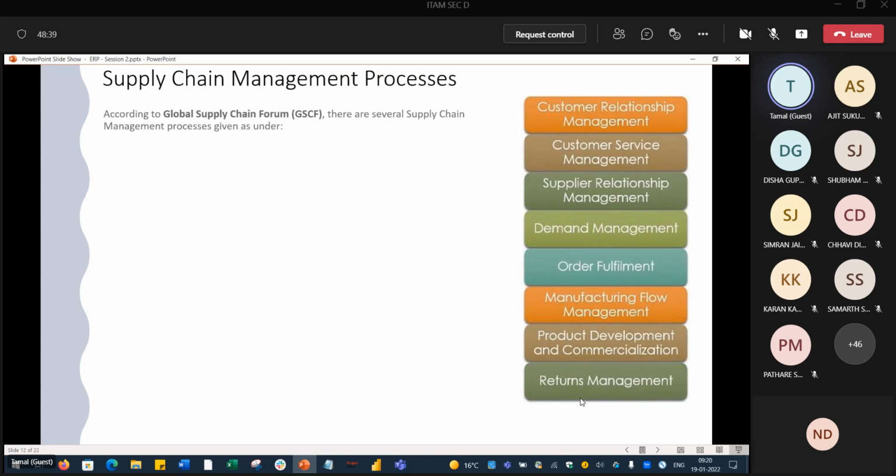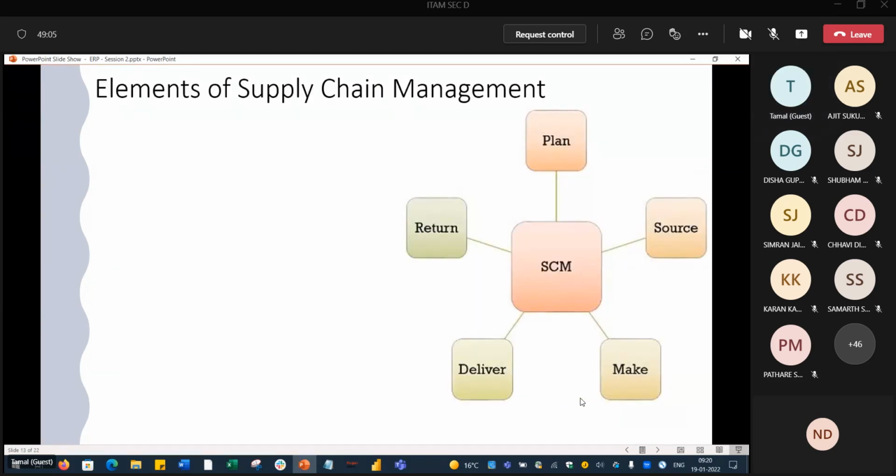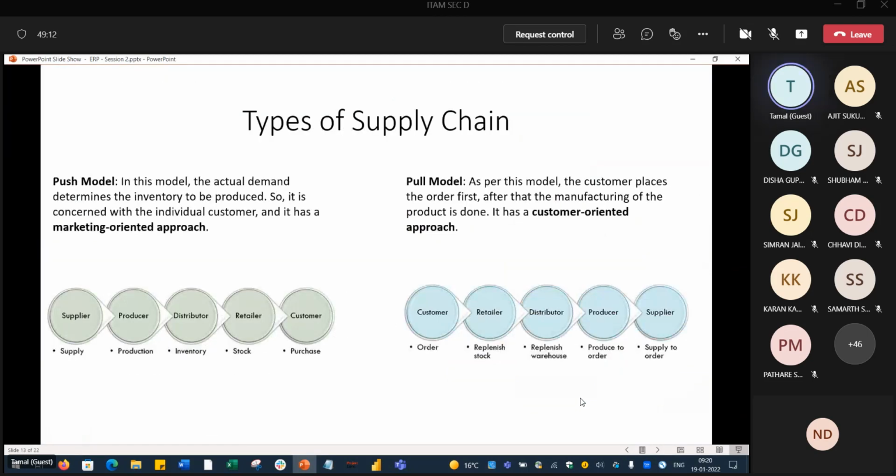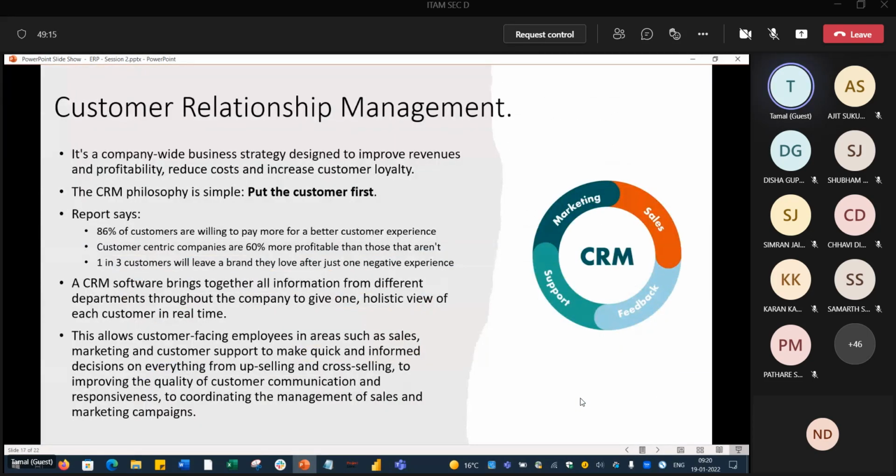There is an organization called Global Supply Chain Forum. They have given eight processes for a better supply chain. Return management is the newest entry after the penetration of online shopping in the market. Demand forecasting has to be there, otherwise you will end up having a huge set of inventories. Then the bullwhip effect we have seen, push and pull we have seen.